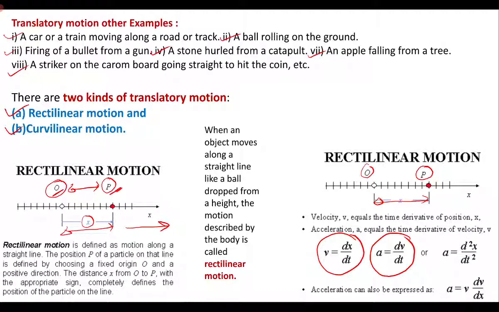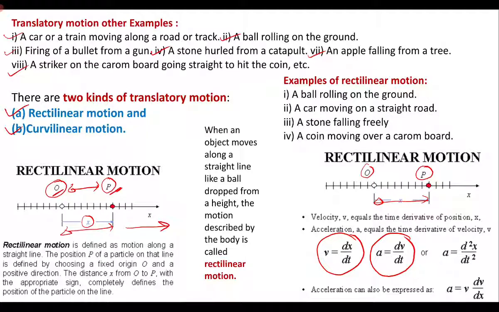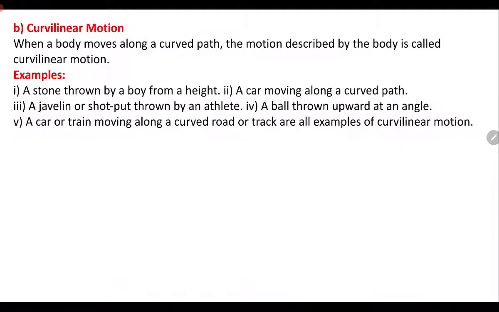When an object moves along a straight line, like a ball dropped from a height, the motion described by the body is called rectilinear motion. Examples of rectilinear motion are a ball rolling on the ground, a car moving on a straight road, a stone falling freely, and a coin moving over a carom board. So these are four examples of rectilinear motion.